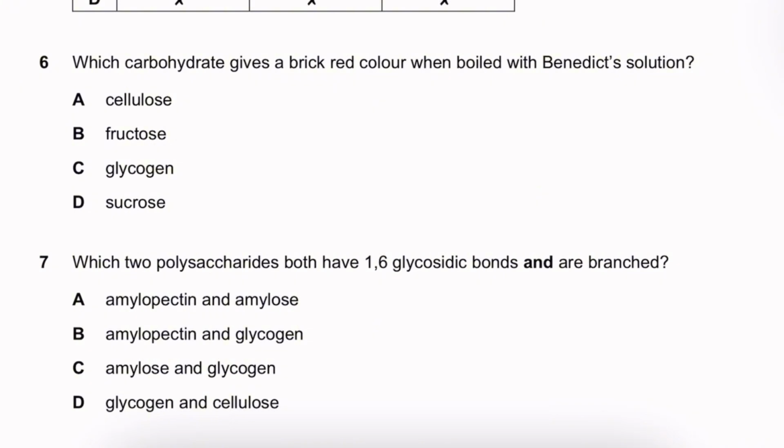Okay, which carbohydrate gives a brick red color when boiled with Benedict's solution? Brick red color when boiled with Benedict's: cellulose, fructose, glycogen, sucrose.